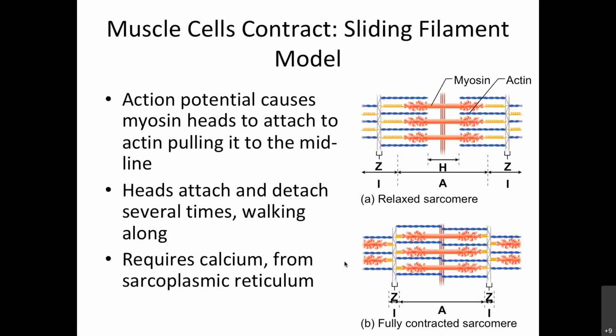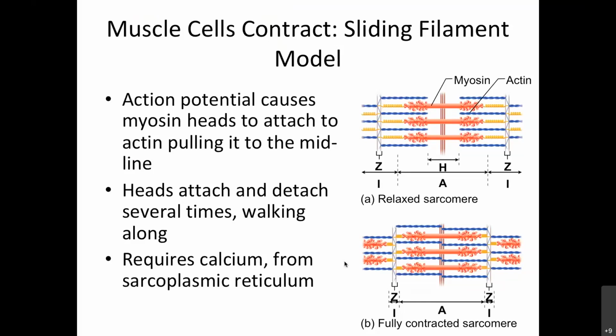And that area in the middle, where we don't see any actin fibers when the muscle is relaxed, is going to disappear because all the fibers are shrinking together. The action potential will cause the myosin heads to grab up, pull onto the actin, and pull them to the midline. And they'll do this several times. What they need is calcium. So calcium is super important, not just for bones, but also for muscles, because calcium is responsible for the contraction.